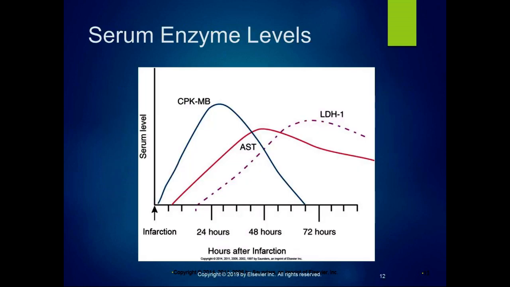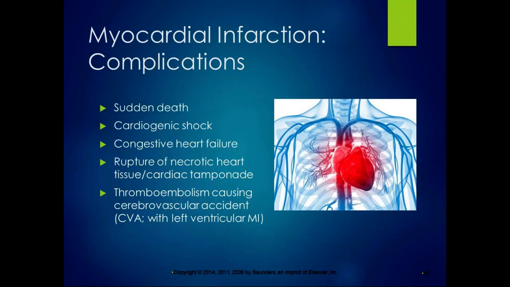So this is the little chart from the book, the changes in enzyme levels. I don't really expect you to memorize this, it's just for information, but you can see that those enzymes peak right after the heart attack, about 24 hours after, and then they start to drop off. So that's one of the ways they can tell how the heart attack is progressing, is how the enzyme levels are changing. So complications, well, sudden death, that's a pretty bad complication.